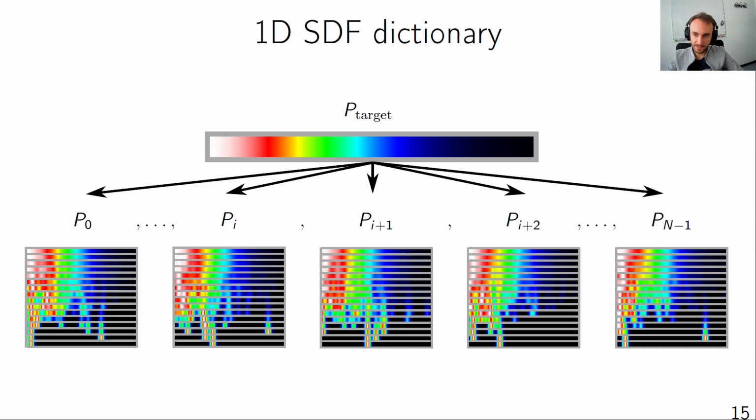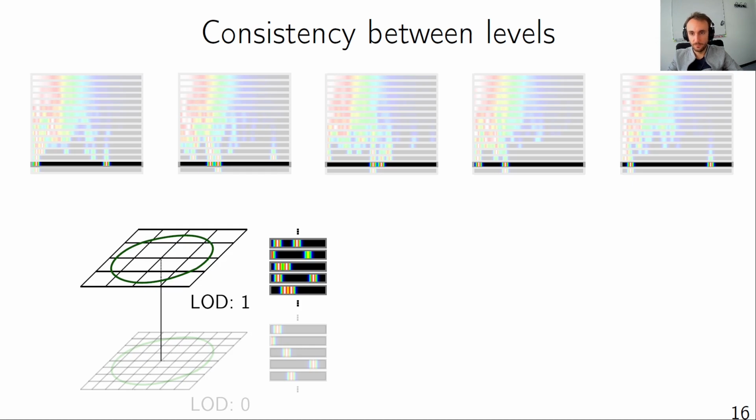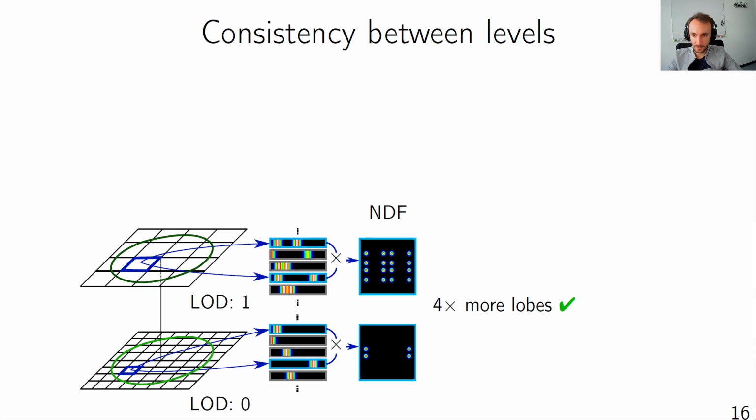We are running n times the generation algorithm to have n different 1D multi-level distributions. This set is called the dictionary. So, the dictionary is multi-level. The distributions of level 0 are used by the cells of LOD 0. The distributions of level 1 are used by the cells of LOD 1. Note that with our dictionary, the number of lobes is multiplied by 4 when going from LOD-L to LOD-L plus 1. This result is expected as we use a MIP hierarchy.